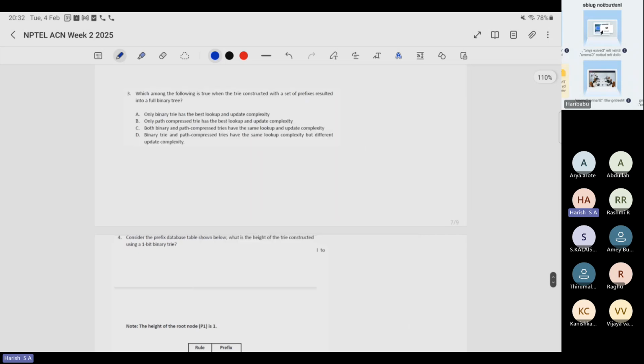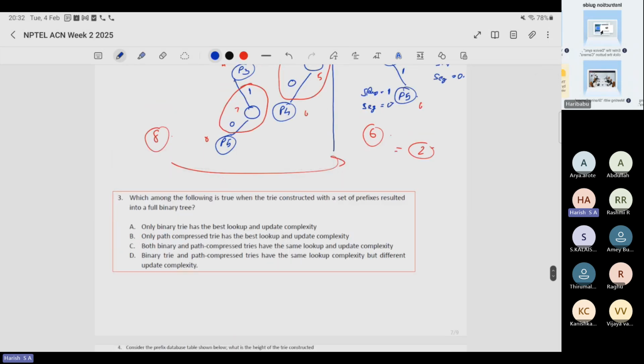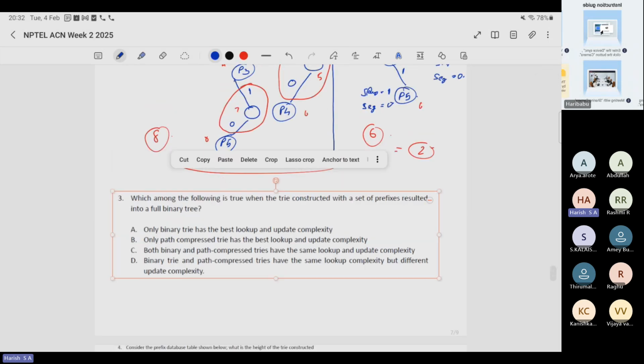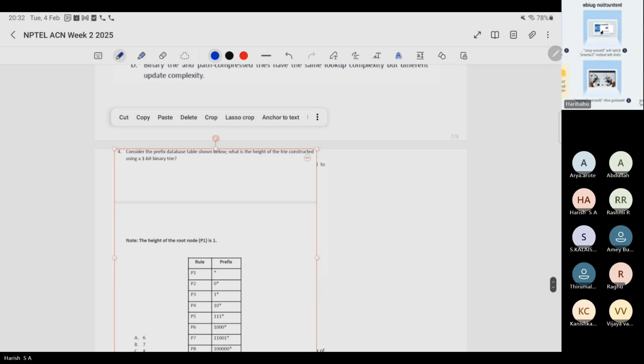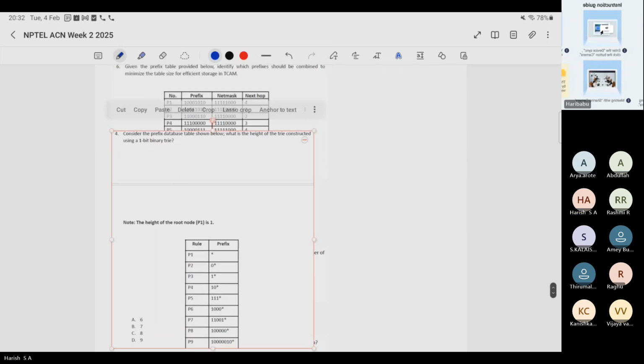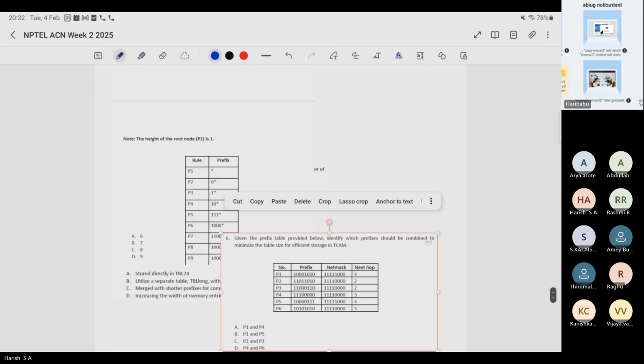This question seems to be highly repeated. Which among the following is true when the trie constructed with a set of prefixes resulted into a full binary tree? So the answer again is both binary and path compressed tries have the same lookup and update complexity. The next is question number 4.